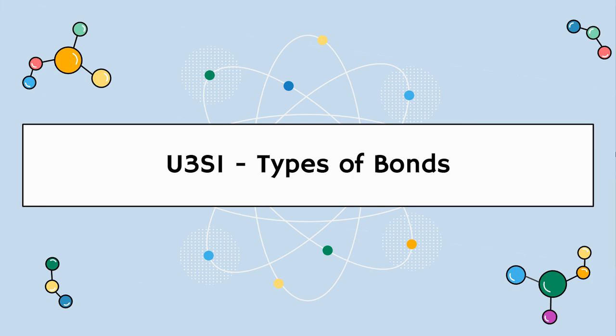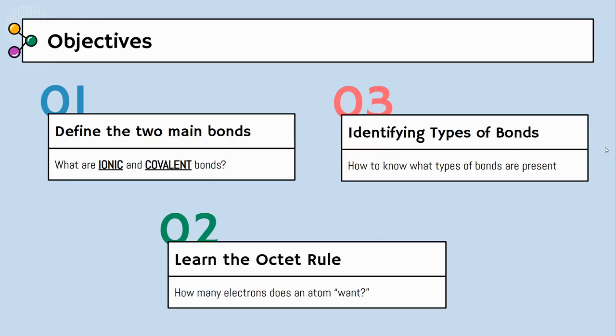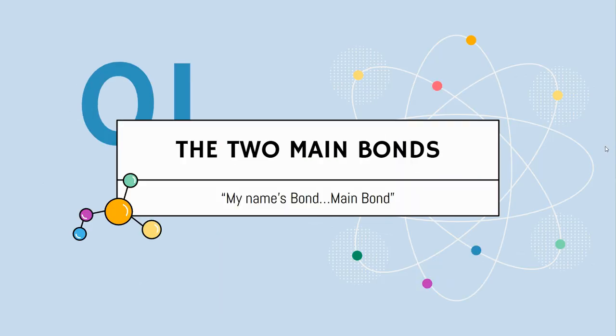In this video, I'll be covering the first half of the Unit 3 Section 1 notes on types of chemical bonds. Specifically, we'll be covering the first two objectives, which are to define our two main types of bonds, as well as learn the octet rule. In our next video, we'll talk a little bit about identifying the different types of bonds, how we can go about doing that. So first, let's talk about our two main types of bonds.